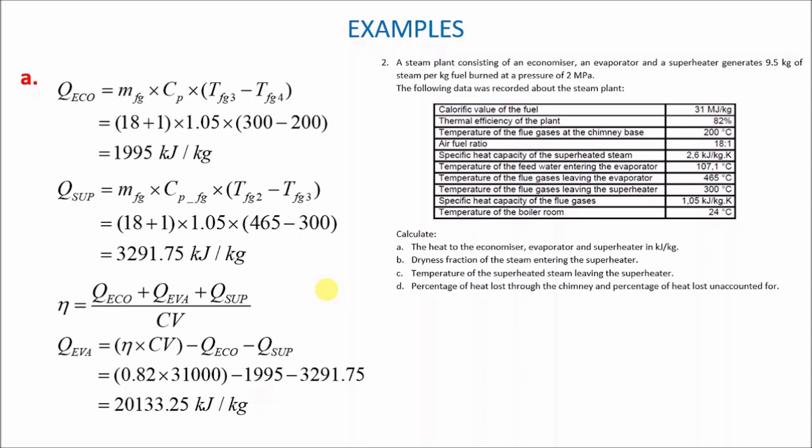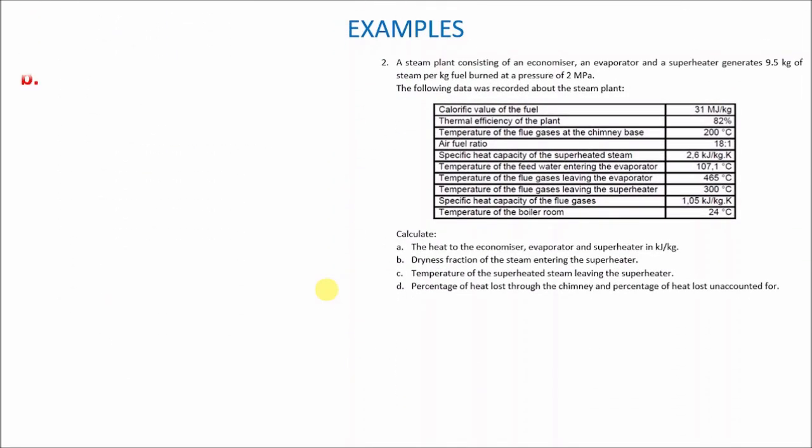Now, what we need to find in question B is the dryness fraction of the steam entering the superheater, really important. Dryness fraction of the steam entering the superheater. For that, now that we found a value for the heat absorbed by the evaporator, we can use the equation when we're looking at the flow of water, and Q to the evaporator is given by that equation. Now for us to be able to find the dryness fraction, we need to find H3 first.